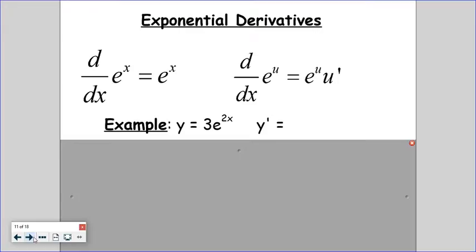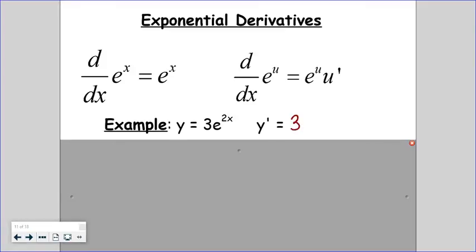Y equals 3e to the 2x. Remember that if we've got a constant multiplier out front, remember it's just along for the ride. Okay, so nothing's going to change about that. We're going to multiply 3 by the derivative of our function. So to do the derivative of our exponential, it will look exactly as is to begin with, because the derivative of the outside function is just e to the x.